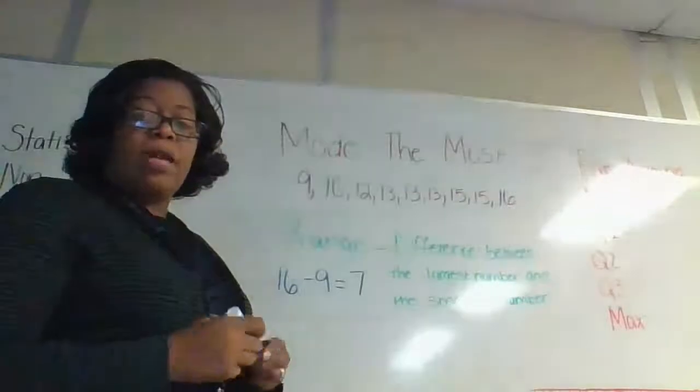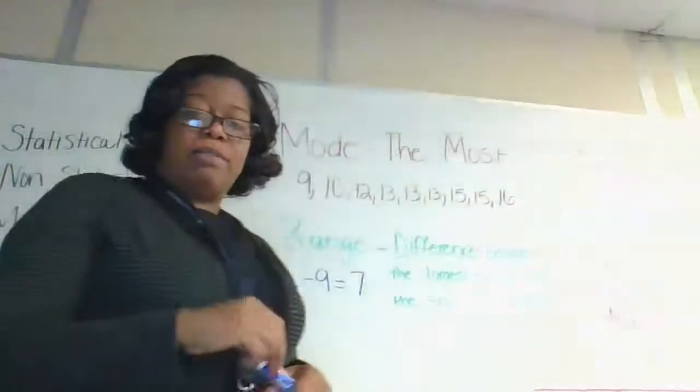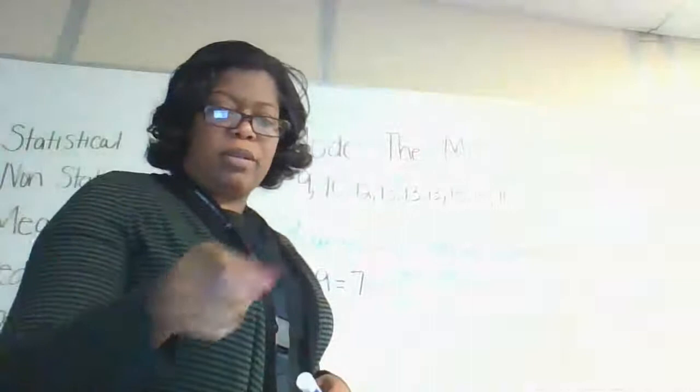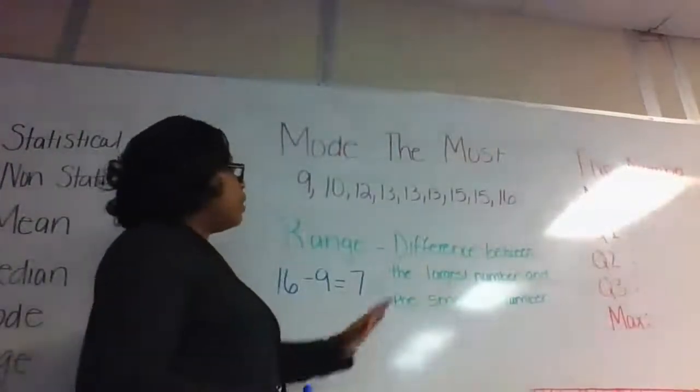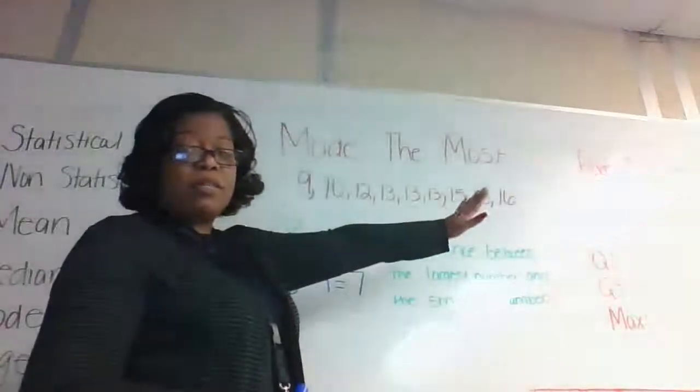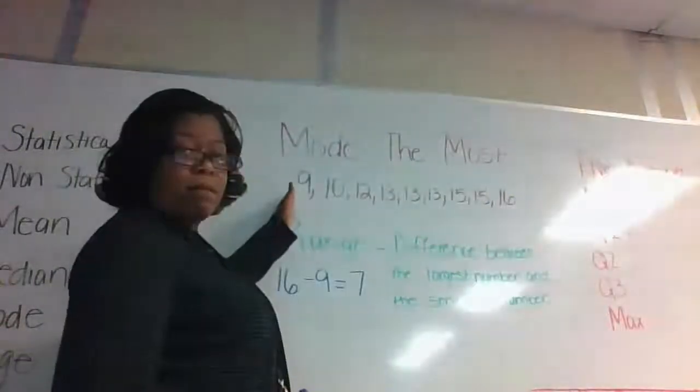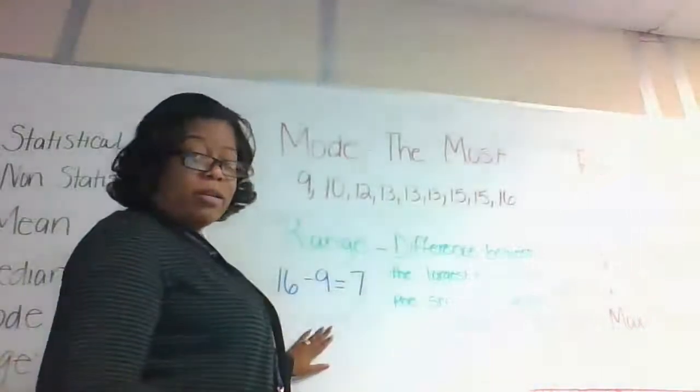Simple, right? 16 minus 9 is 7. I hope. Am I right? Y'all check me. Am I right? Okay, good. So the range is simply you take the biggest number, the largest number, subtract the smallest number, and there you have it, the range.